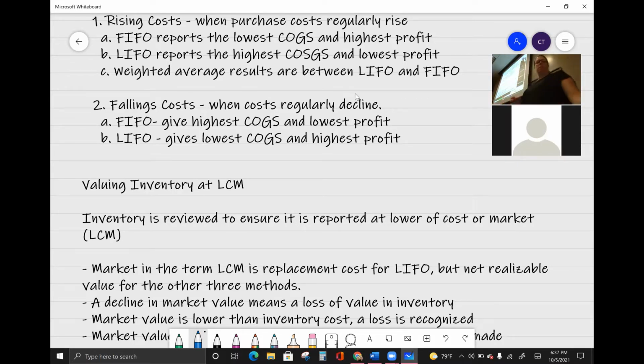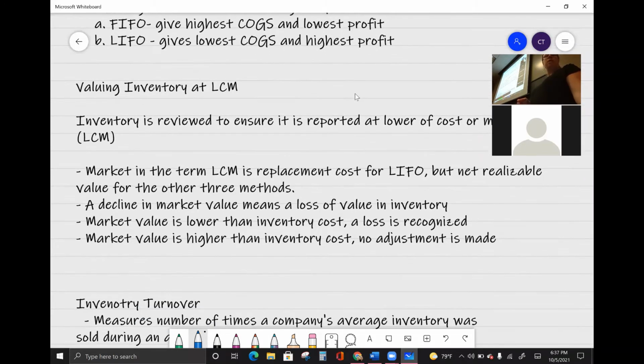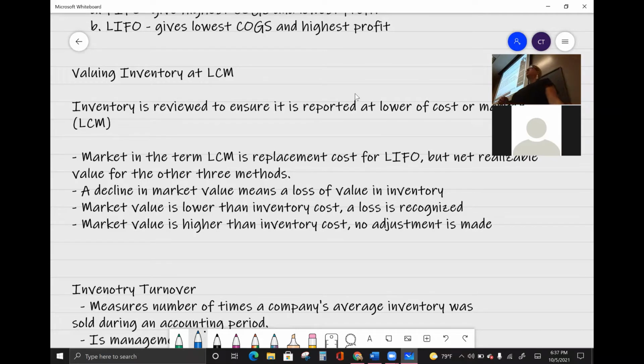All right, then we have something called lower cost to market. I don't do a whole lot with this. These problems are pretty easy. So you have something that's, you want to evaluate what costs you have of your inventory.